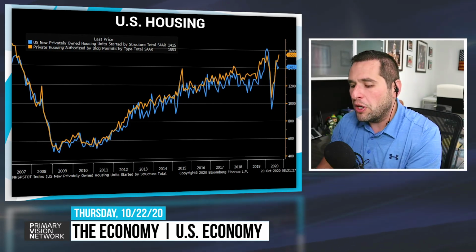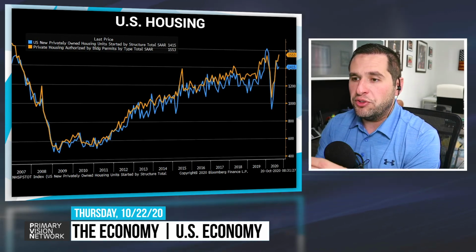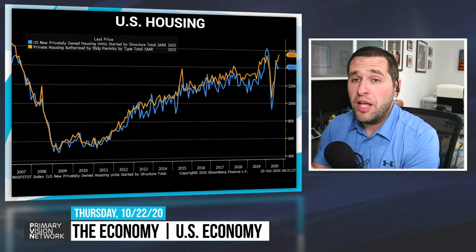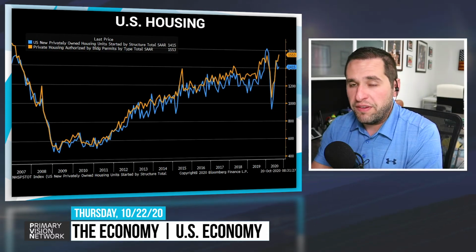So now the problem is going to happen if you think about the stimulus bill. On January 1st of next year, the moratorium on evictions goes away.